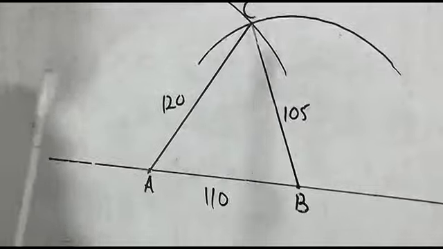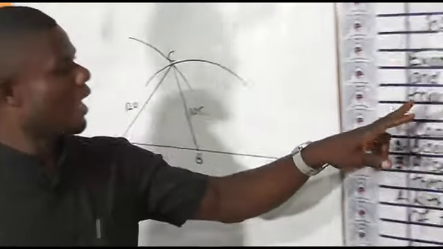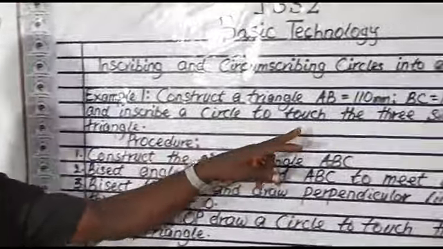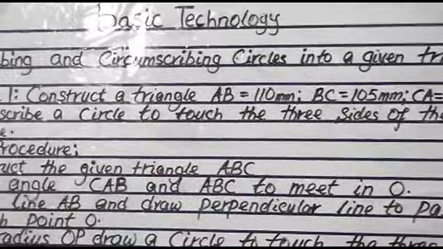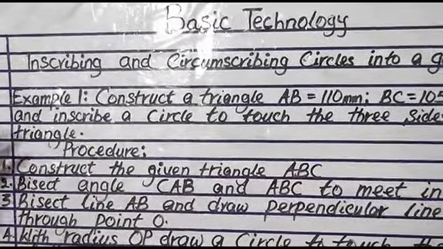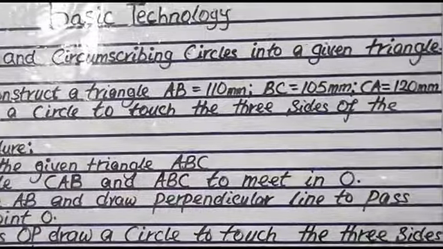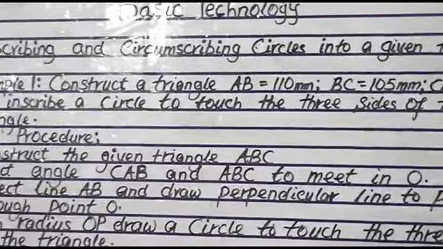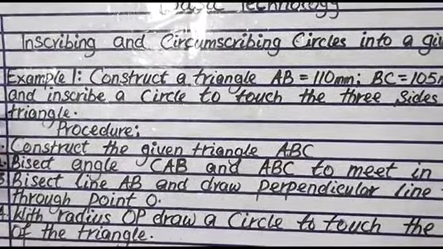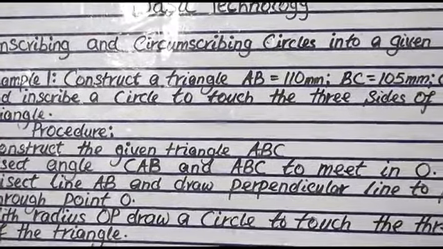So we are done with one part of the question. Now we are asked to inscribe a circle to touch the three sides of the triangle. Once you are given this kind of question, after drawing or constructing your triangle, you can just use these procedures.